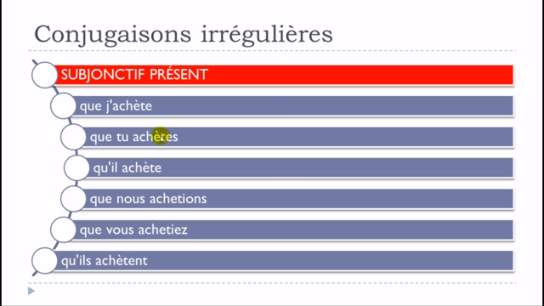Okay? And then, same thing, accent grave, and it will concern je, tu, il, elle, and then il, elle at the plural form. For nous and vous, you don't change it. Okay? Que j'achète, que tu achètes, qu'il achète, and then plural form, qu'ils achètent.